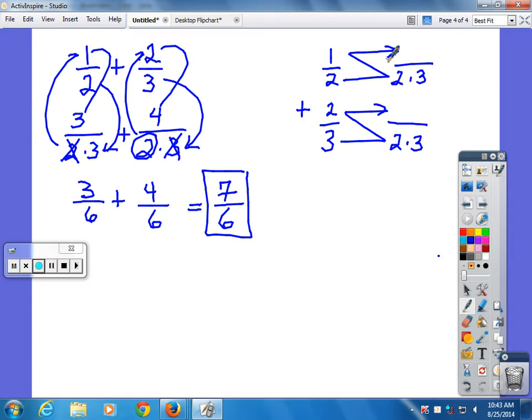2 will go into 2 times 3, 3 times. 3 times 1 is 3. 3 will go in there how many times? 2 times 2. 3 plus 4. And 2 times 3 is 6.